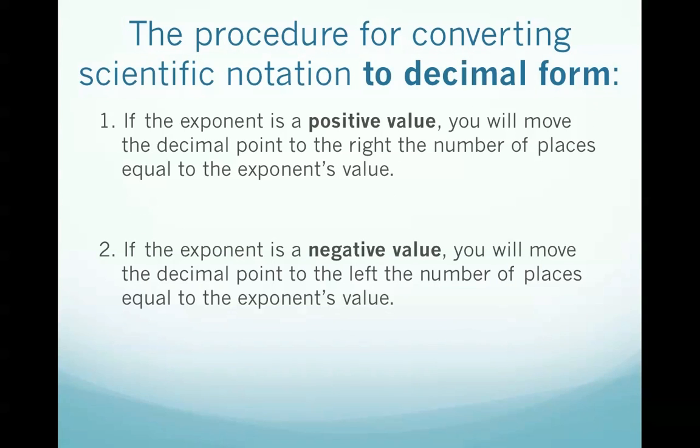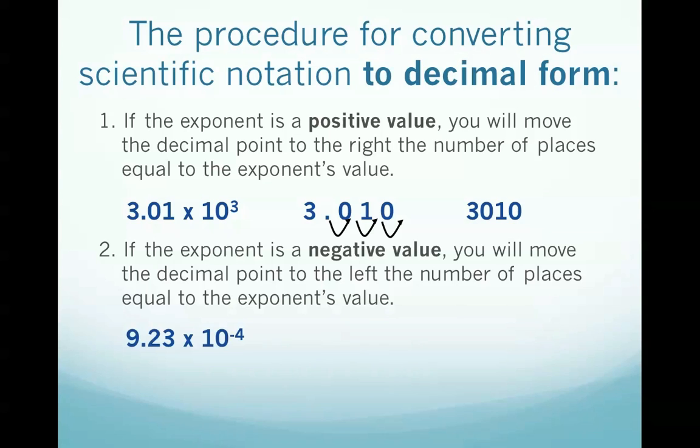Scientific notation to decimal form: if the exponent is positive, you're going to move the decimal point to the right the number of places equal to the exponent value. So if I have 10 to the third, I'm going to move that decimal point 3 times to the right, 1, 2, 3, to get my answer of 3010. If the exponent is negative, you're going to move the decimal point to the left. So -4 means I'm going to move it 1, 2, 3, 4 in order to get my answer of 0.000932.